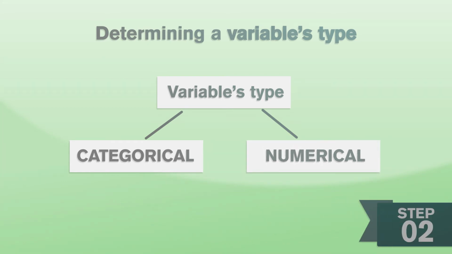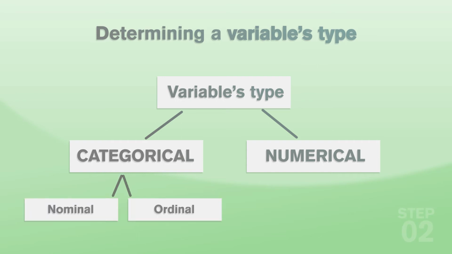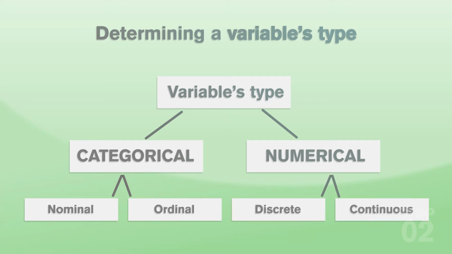The second step further identifies categorical variables as either nominal or ordinal, and numerical variables as either discrete or continuous. If the categorical variable's responses have no natural order to them, then it is called a nominal variable. For example, for the variable sex, the possible responses are male and female, and there is no reason why male should be listed before female, nor vice versa. There is no natural order. So sex is a nominal variable.